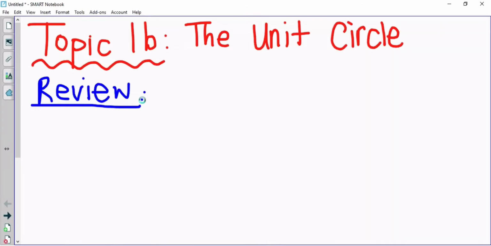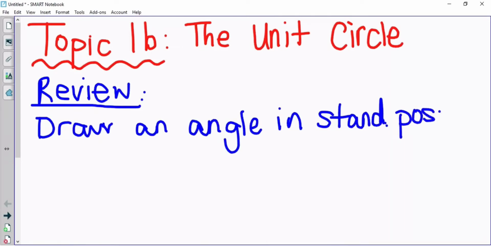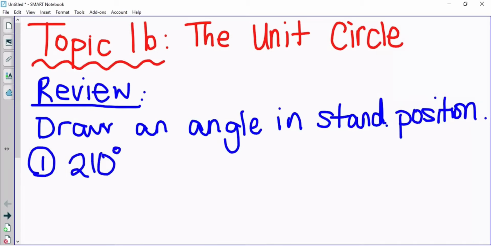So the first thing that I'm going to ask you guys to do is to draw an angle in standard position. So I'm just going to give us a bunch of angles and we're going to try to draw them in standard position. Here is our first one. Our first one is 210 degrees.